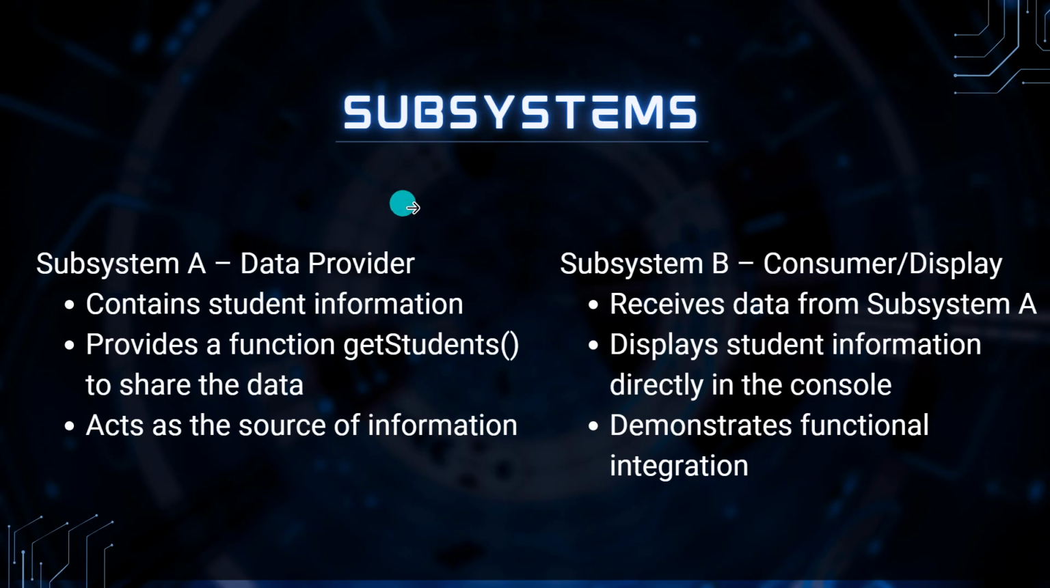Next is subsystems. Subsystem A and subsystem B. Now, first discuss nato ang subsystem A, which acts as the data provider. Subsystem A contains the student information used in the program. It includes data such as the student ID, name, and course.